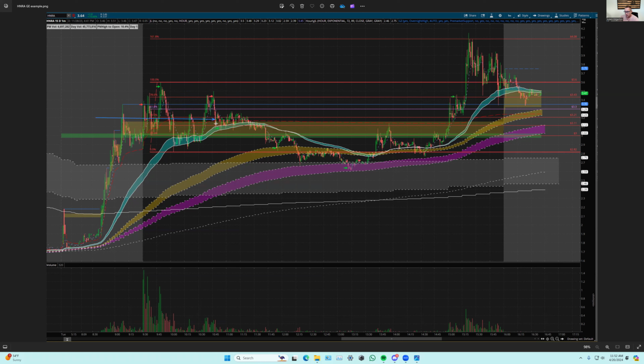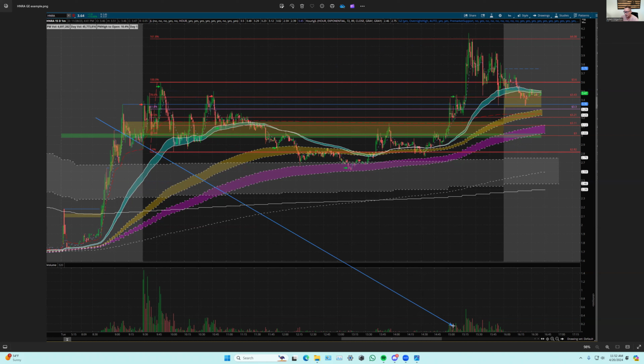So I would short here, cover half, cover another half. This thing pops up and stops me out. Once again, this thing has a chance for another entry.